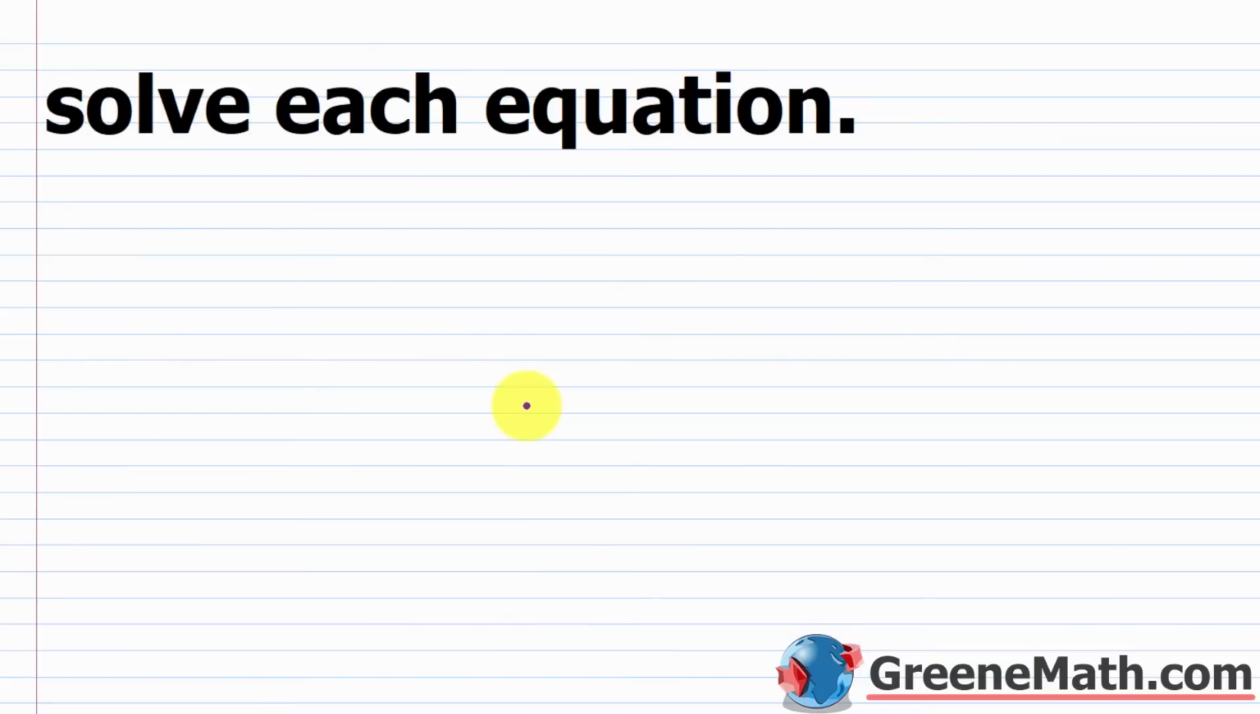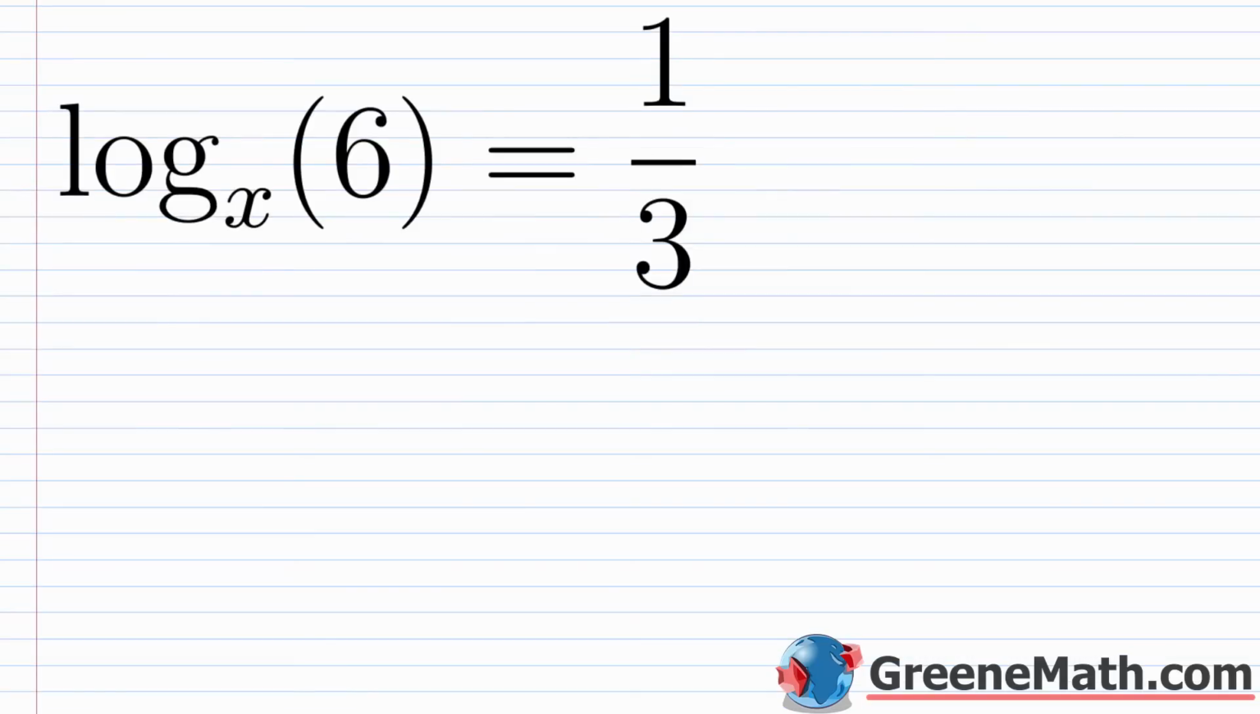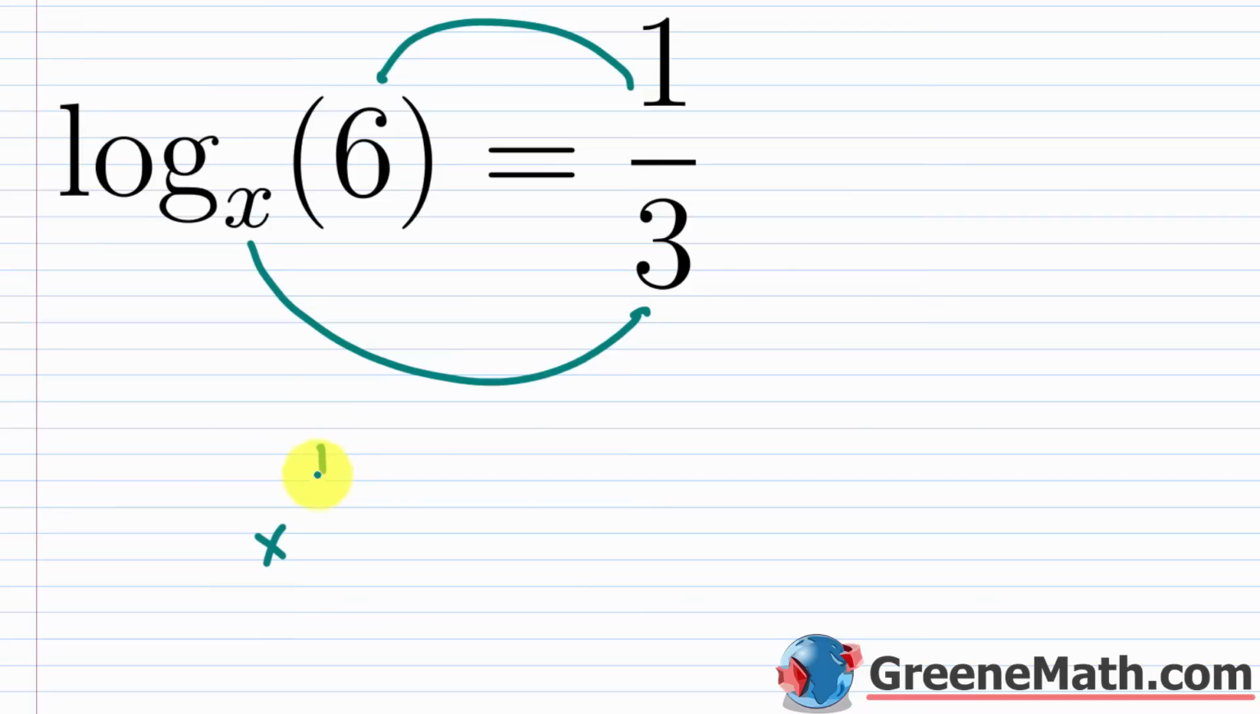All right, for the next few problems, we want to solve each equation, and these are going to be very simple equations, similar to what we set up for the first 4 problems. So for problem 5, we have log base x of 6 is equal to 1/3. Okay, so all we have to do again is just write this in exponential form. So x raised to the power of 1/3 would be equal to 6.